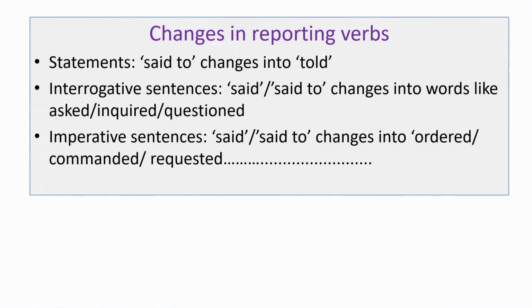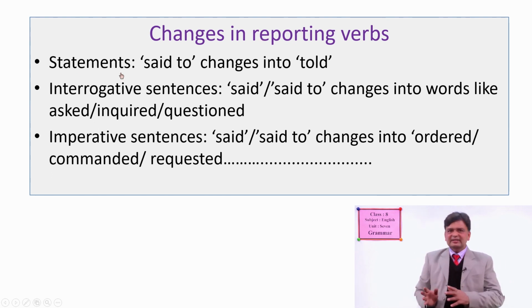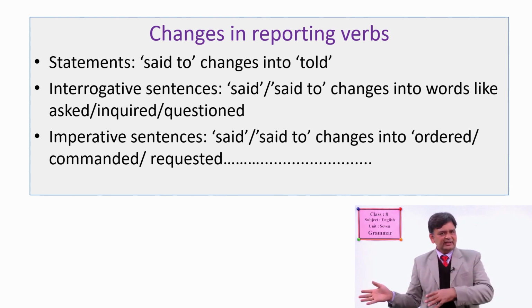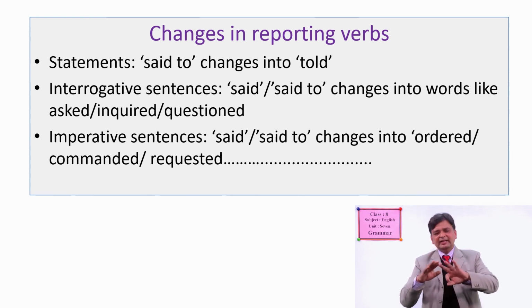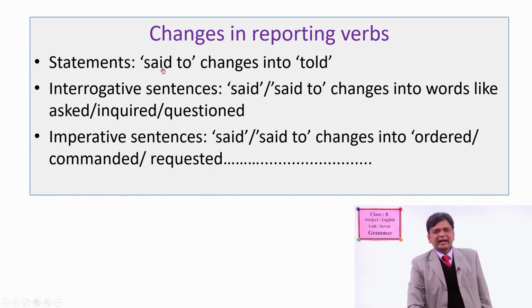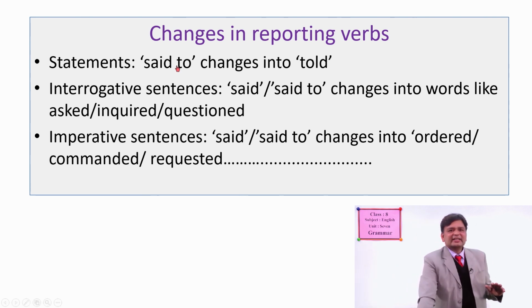So let's see what kind of changes we can make with the reporting verbs. Okay. So if you have a sentence as a statement, it means there is a subject at the front and then a verb, and finally we have the object, something like Ram eats rice. Ram is the subject, eats is the verb, rice is the object. If we have this kind of sentence, we call it a statement, right? So if we have statements and we have said, if you have said only, there is no problem. We can keep said the same. But if we have said to together, we have to change said to into told.